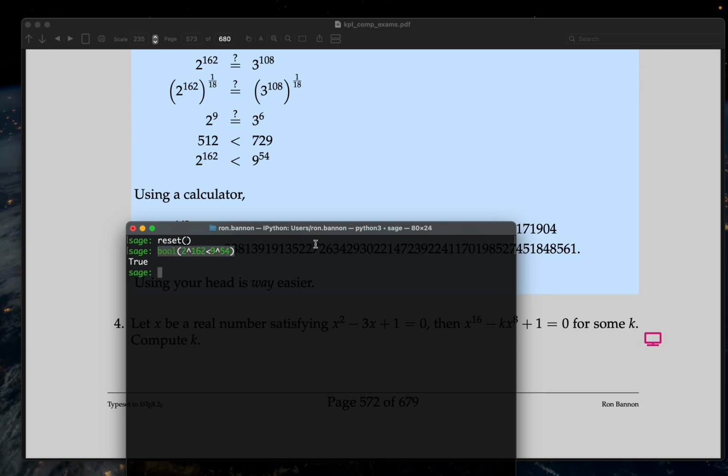However, Sage is open source software, so you could actually look at the code base and try to figure out what they did. My suspicion, though, not looking at the code base, is that they actually did the computation. They actually did 2 to the 162, and then they did 9 to the 54. That's my suspicion. I don't think they did what I did.